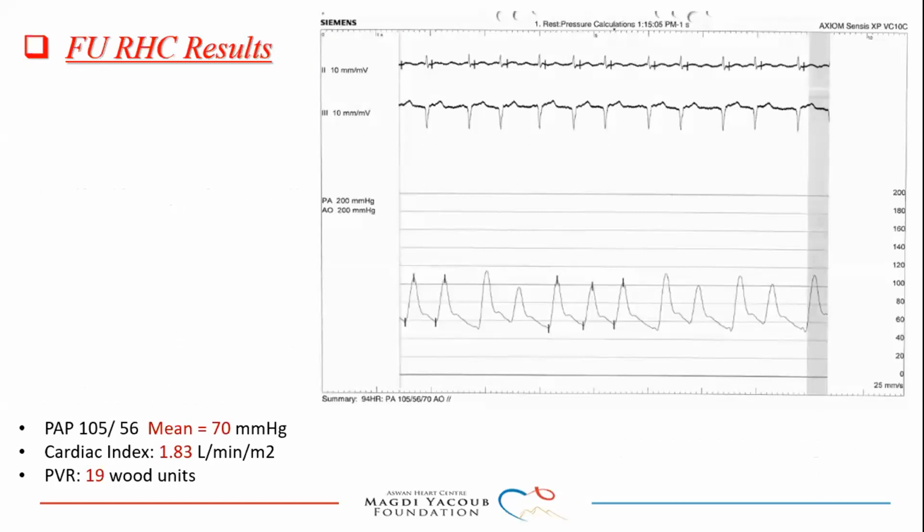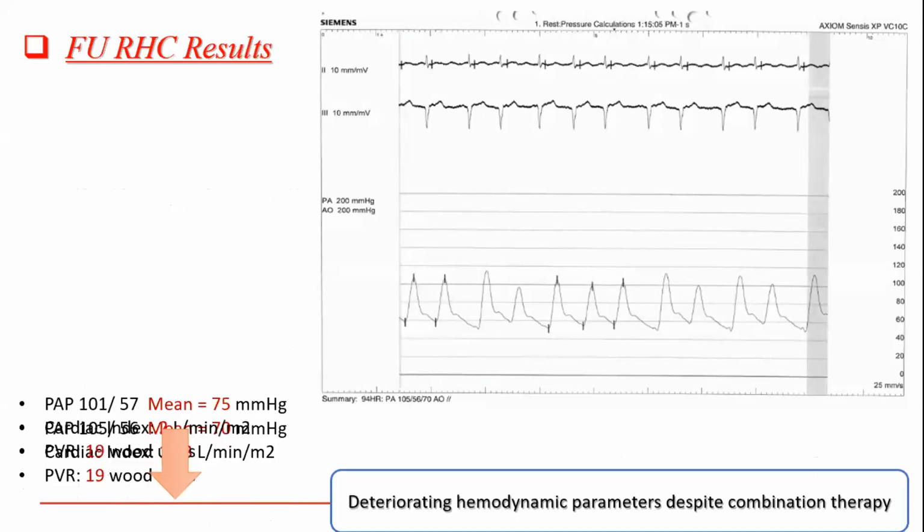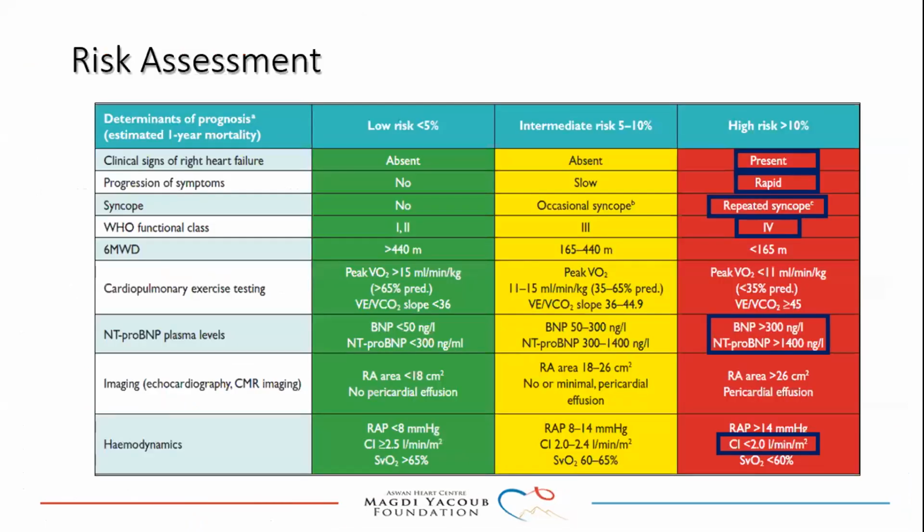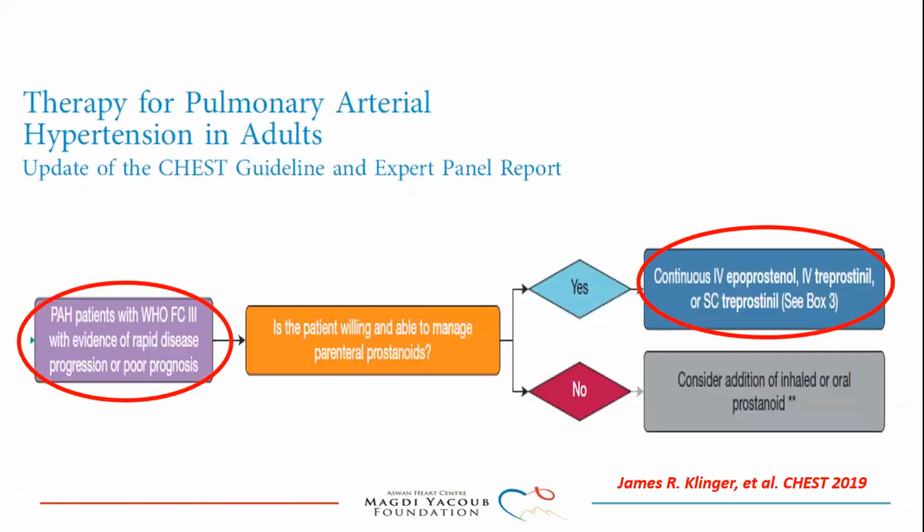His follow-up right heart cath showed a cardiac index of 1.8. So there were deteriorating hemodynamic parameters despite the combination therapy, and all his criteria moved to the high risk category. The American College of Chest Physicians recommends, in patients with functional class 3 with evidence of rapid disease progression, to start a parenteral prostanoid, either IV epoprostenol or IV or subcutaneous treprostinil.